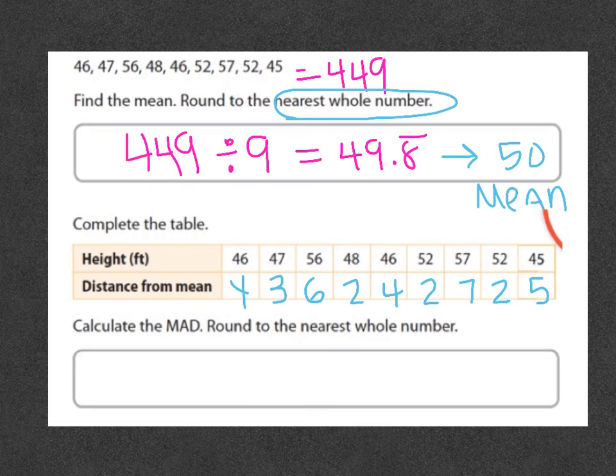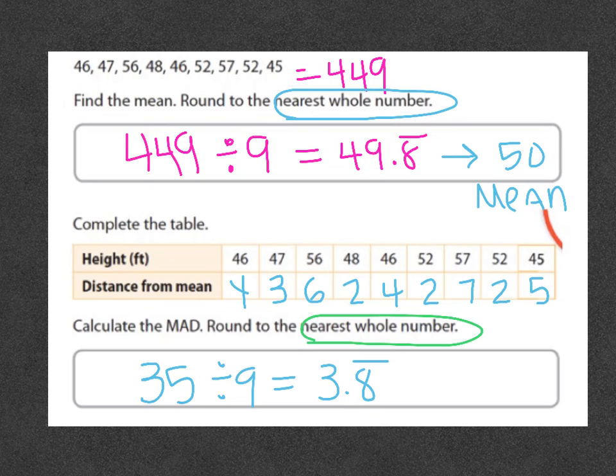The last step we have to do is find the average of these new numbers. They add up to be 35. There's still 9 numbers in the list. 35 divided by 9 is 3.8 repeating. And then last but not least, it continues to say round to the nearest whole number. And therefore this one, my mean absolute deviation is 4. Final answer 4. So on average, each one of the numbers in the list is about 4 units away from the average.